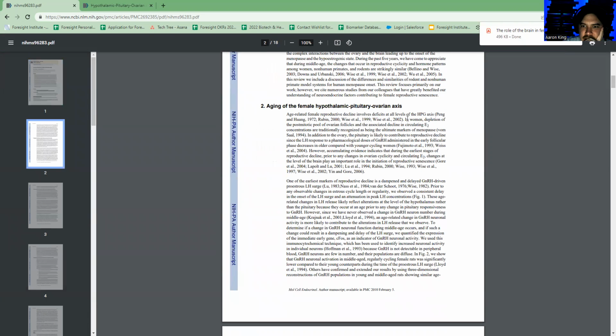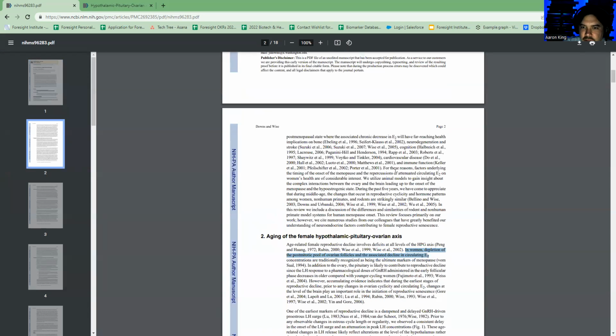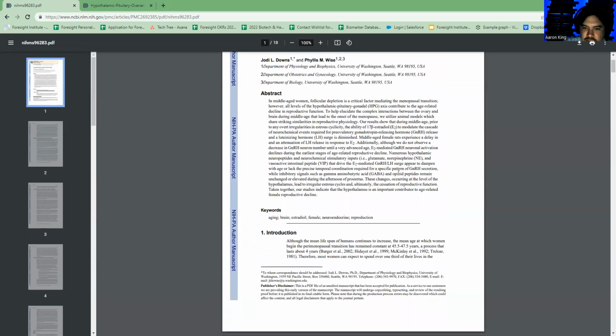In women, depletion of the ovarian follicles and the associated decline in circulating hormones are traditionally recognized as being the ultimate markers of menopause. Well, here's the thing. I've heard that you can increase E2. What are they calling E2 here? E2 is 17 beta estradiol.